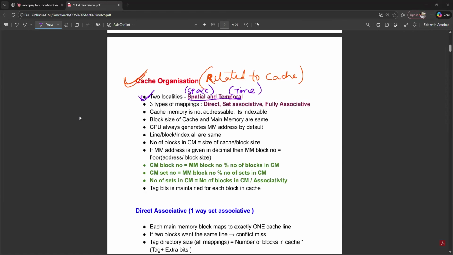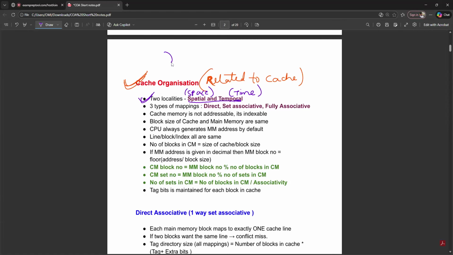So spatial means that if you have accessed the address x1, and the next is called x2, then most probably you will access the address x2 for the next request. That is called spatial locality, which has to do with the block. In a block, many addresses are present.